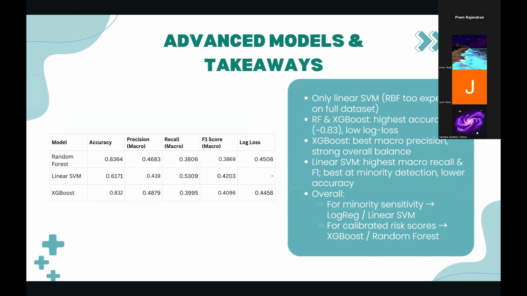Because of computational limits, we could not explore support vector machines using a radial basis function kernel or a nonlinear kernel. In terms of random forest and XGBoost, they achieved the highest overall accuracies, around 83%, and the lowest log loss, confirming that the tree ensembles captured a lot of structure in the data.